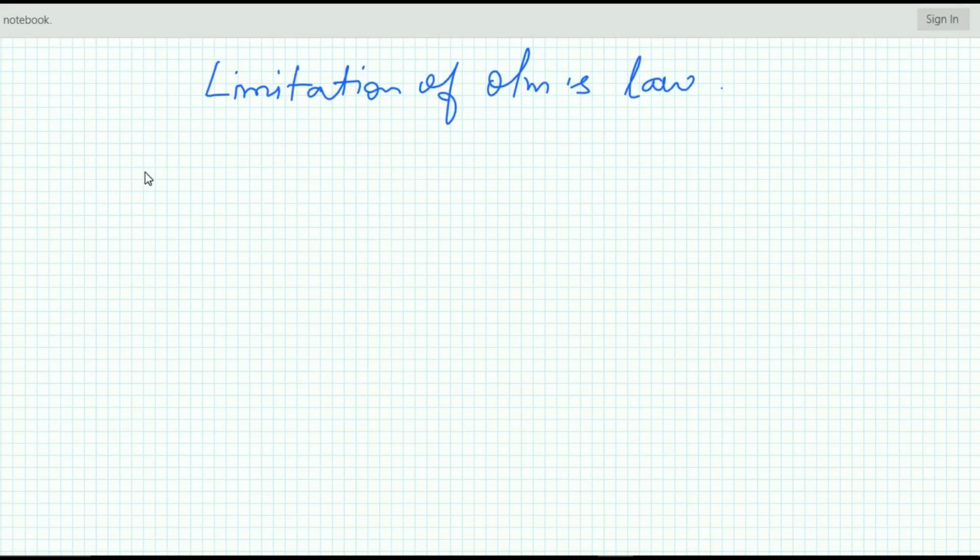Ohm's law doesn't remain valid if the temperature doesn't remain constant. So Ohm's law is valid only at constant temperature.